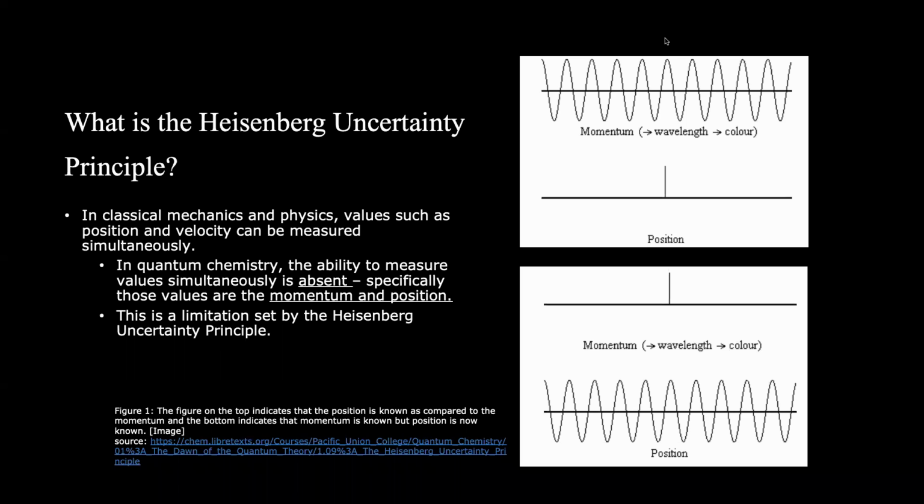In classical mechanics and physics, values such as position and velocity can be measured simultaneously, while in quantum chemistry, the ability to measure such values simultaneously is absent. In 1927, German physicist Werner Heisenberg published a principle that states that if we know everything about where a particle is located, then we know nothing about its momentum, and vice versa. In other words, we cannot measure the position and momentum of a particle with absolute precision or certainty due to the particle's nature.